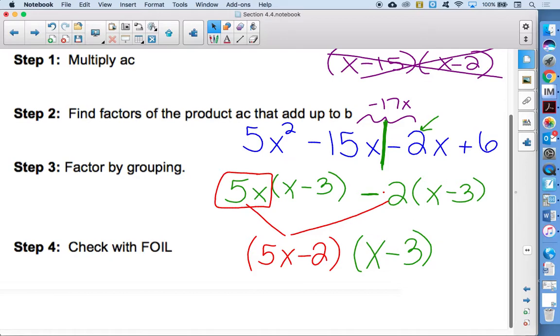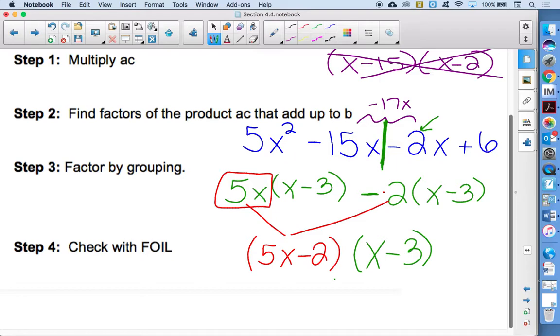And when you're factoring, we should have 2 sets of parentheses. And now we have that: the 5x minus 2 and the x minus 3. And if you did FOIL, you'd get the 5x squared, here's 15x, here's negative 2x, and then that positive 6. So it's the same steps each time, which really, I guess, is like a 3-step process. Questions?